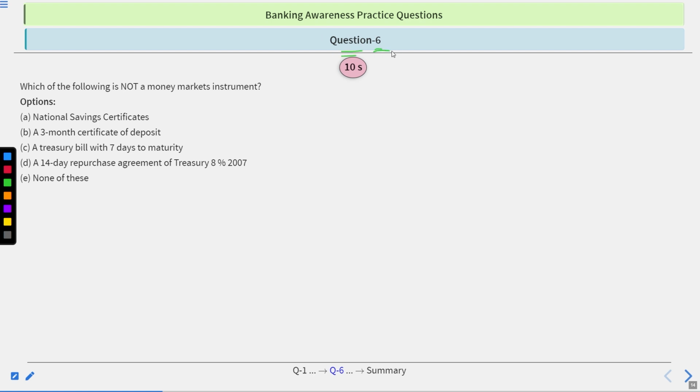Question number 6. Which of the following is not a money market instrument? National Savings Certificate, a 3 month certificate of deposit, Treasury bill with 7 days to maturity, 14-day repurchase agreement of Treasury 8% 2007, none of these. Again, you have 10 seconds to answer, then I will give you the answer. So your time starts now.